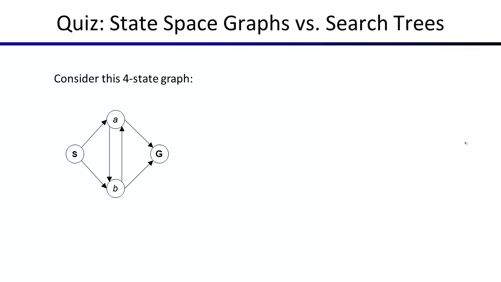What does the search tree look like for this state space graph? Think about this for a couple of seconds in your head. Okay? So how do you build a search tree?